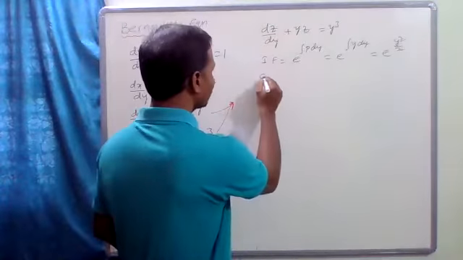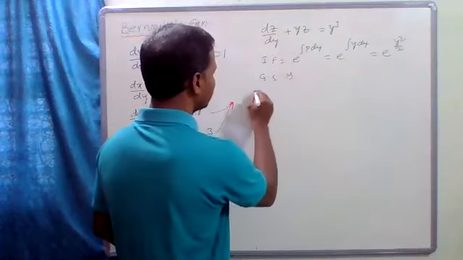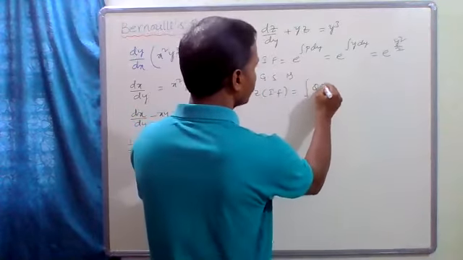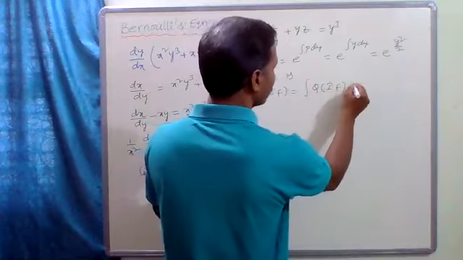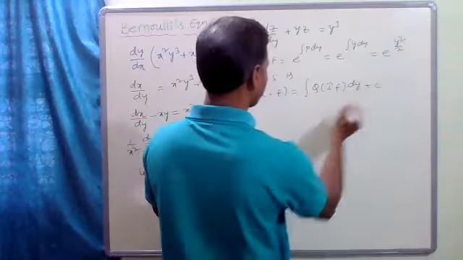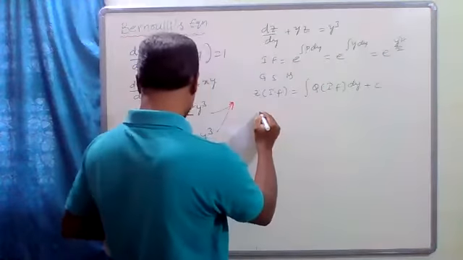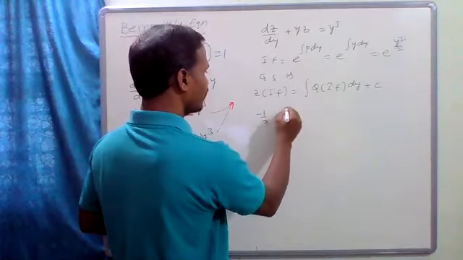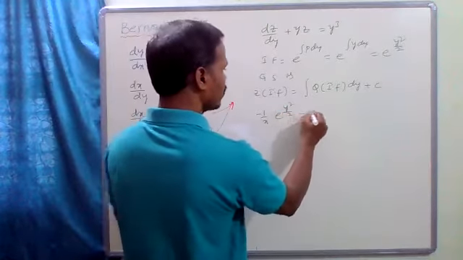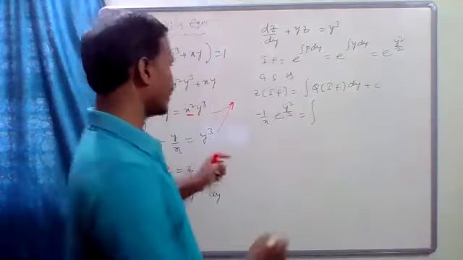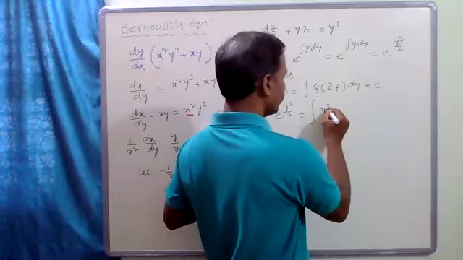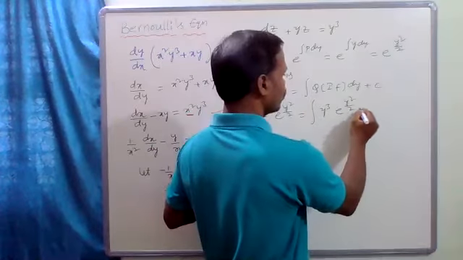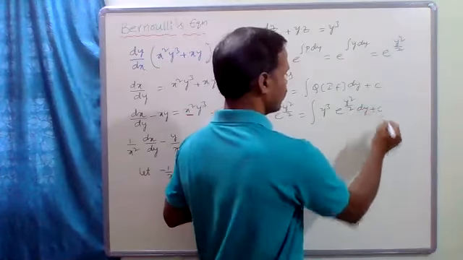Now what is the solution? The general solution is z into IF equals integral q into IF dy plus c. So z is minus 1 by x, into e power y square by 2, equals integral, what is q? y cube into e power y square by 2 dy plus c.